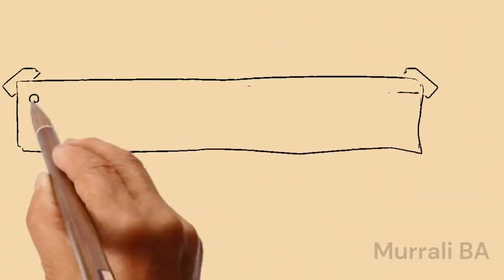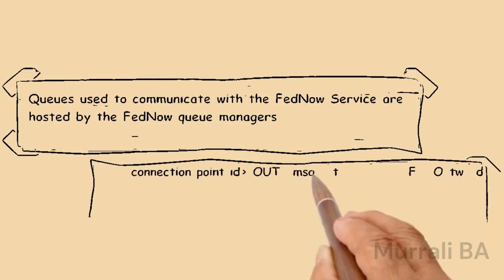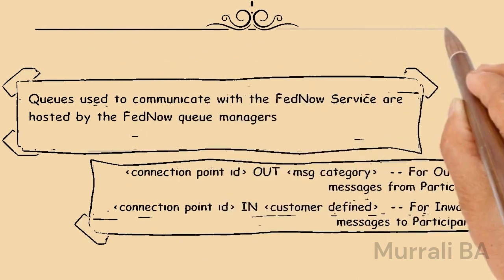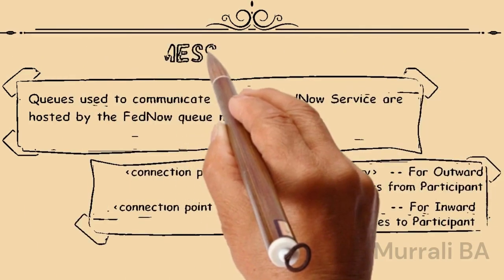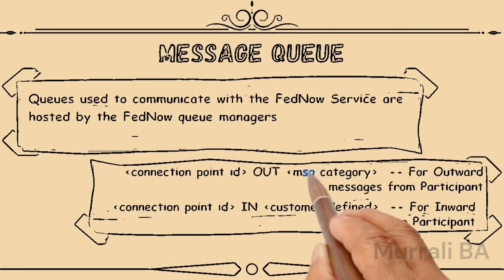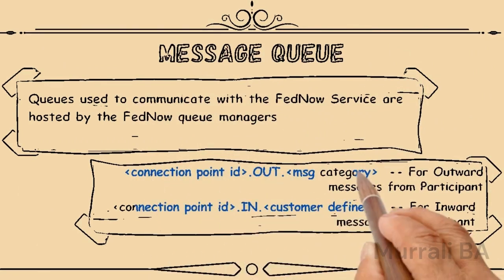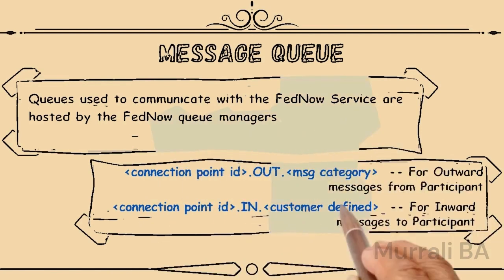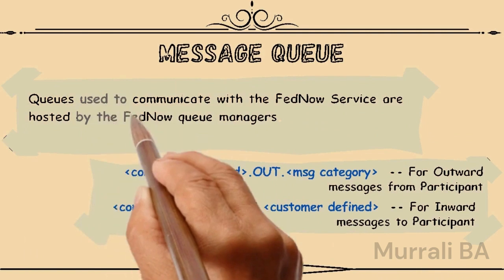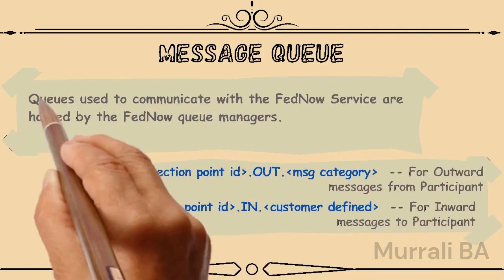The message queue. Queues are the medium that offers a path for the messages to travel to the intended destination because these queues are connected from the source to the destinations. Here in the FedNow service, it is hosted by the FedNow queue managers. The FedNow has defined the naming format for the queues and provided guidelines about how it should be used for the connectivity. Out and in represent the message flow direction from the participant perspective.